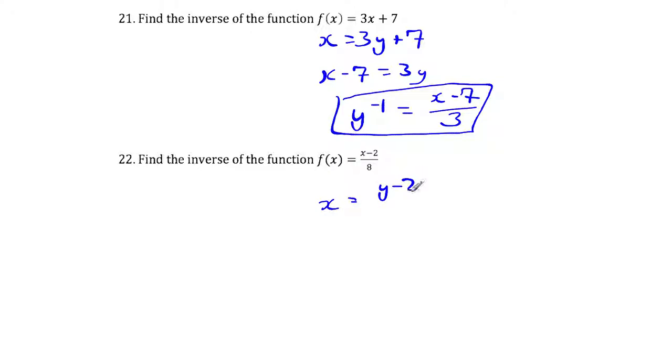All right, number 22, same strategy. X is equal to y minus 2 over 8. So I get the y by itself, multiply both sides by 8, so I get 8x is equal to y minus 2. And so the inverse of y is equal to 8x plus 2.